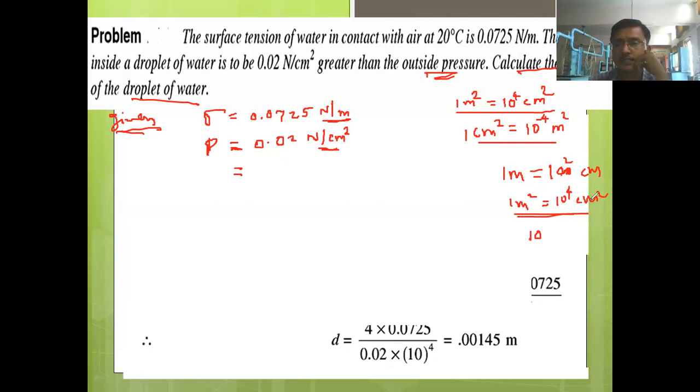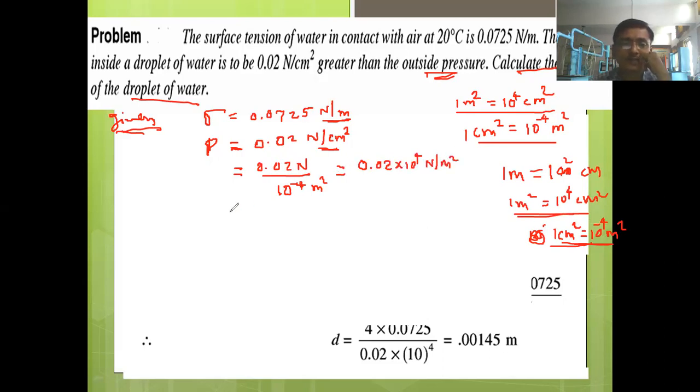Now we have to convert centimeter square into meter square. So let's take this 10 to the power 4 to the LHS side, then we get 1 centimeter square is equal to 10 to the power minus 4 meter square. So like this we should do the conversion. So 0.02 Newton divided by, this centimeter square is in the denominator, so I will write 10 to the power minus 4 meter square. When this 10 to the power minus 4 comes in the numerator, it becomes plus: 0.02 into 10 to the power plus 4 Newton per meter square, right? So this will be the pressure intensity acting inside the liquid droplet.